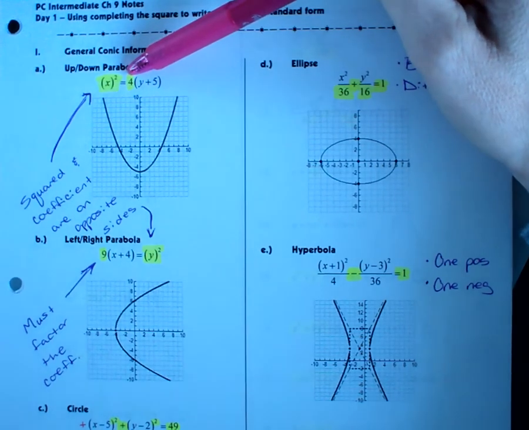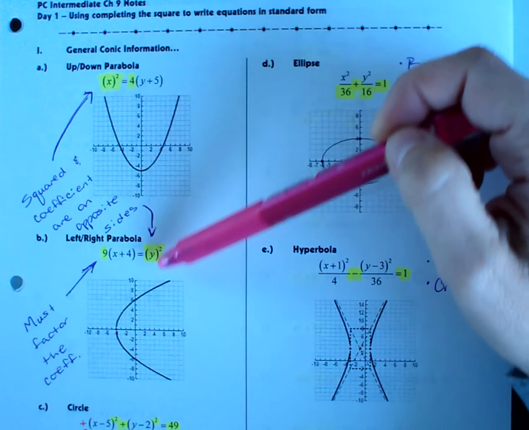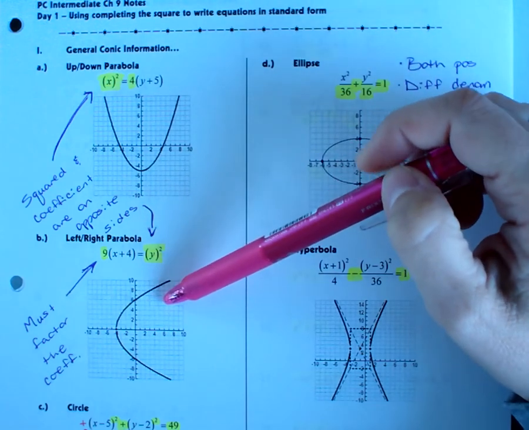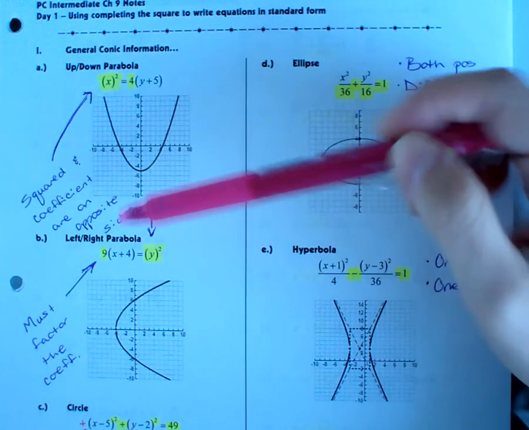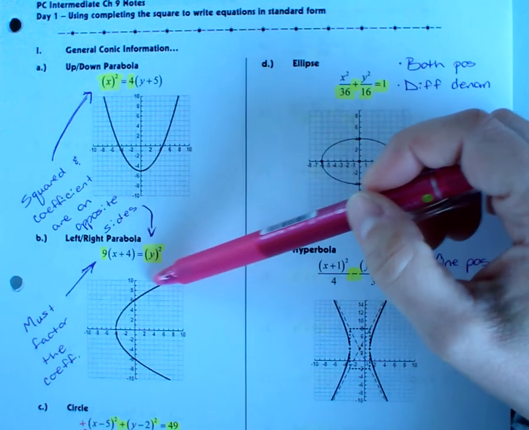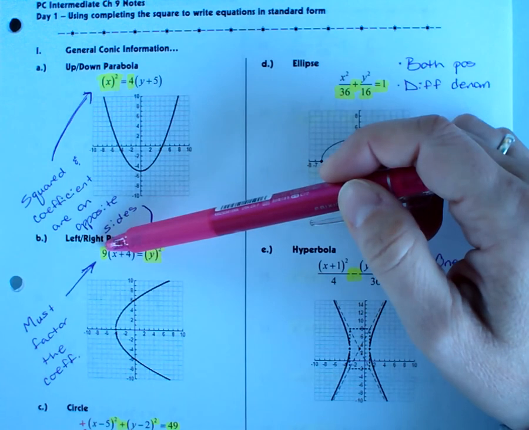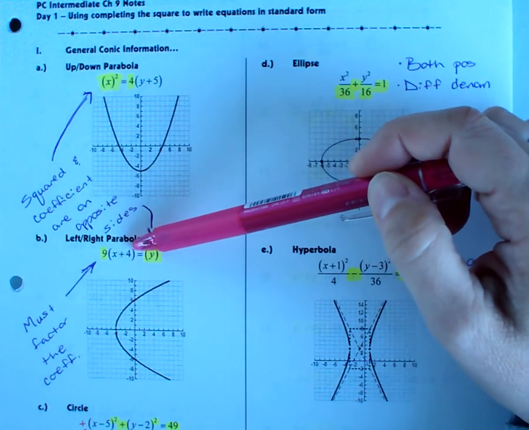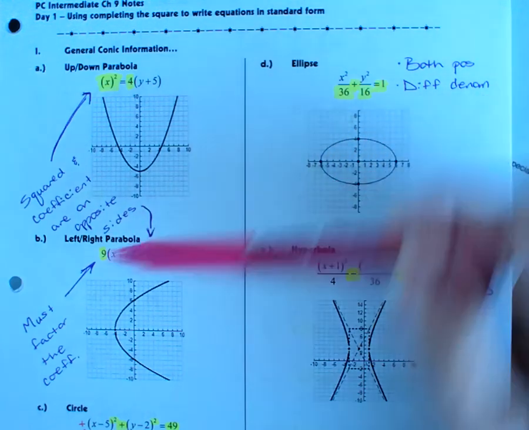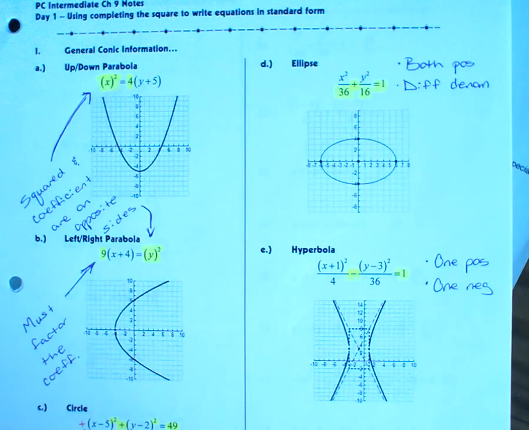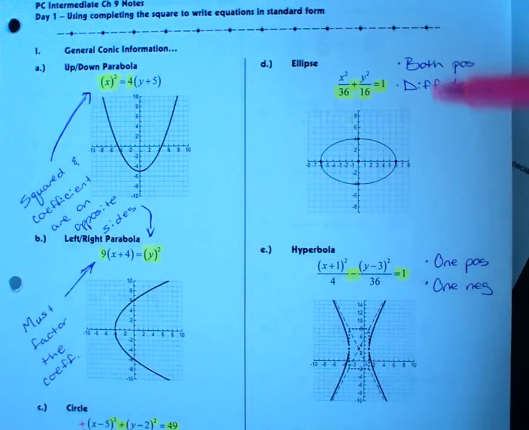So moving down, we're now going to start to investigate left-right parabolas. But again, that original characteristic I was telling you about, where we have a term that's been squared and we have a coefficient that's factored out of the remaining terms on the other side, those have to be on different sides of the equation. So you might want to pause the video or take some time to jot these little notes down, because these are going to be key things to be thinking about as we move through these conic sections.